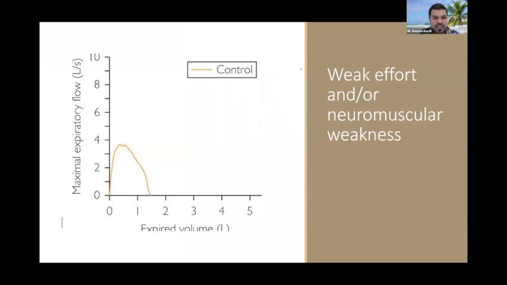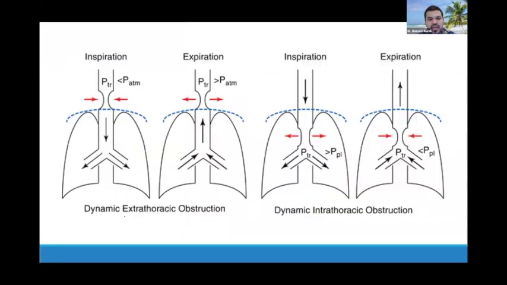So here we only have one test. This is what the patient did. He tried, but he didn't really peak. His slope was not really that sharp. And then he dwindled down. He didn't do a good job with his exhalation. But usually when you see a flow volume loop like this, this is either a marker of weak effort or neuromuscular weakness. So he just simply couldn't do more.